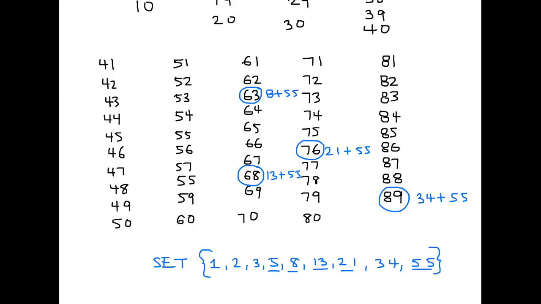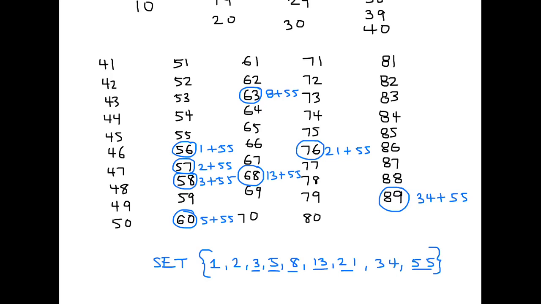And then you just keep going like that. The next one is going to be 55 plus 5, which is 60. And then 55 plus 3, which is 58. And then, of course, 55 plus 2, which is 57. And finally, 55 plus 1.